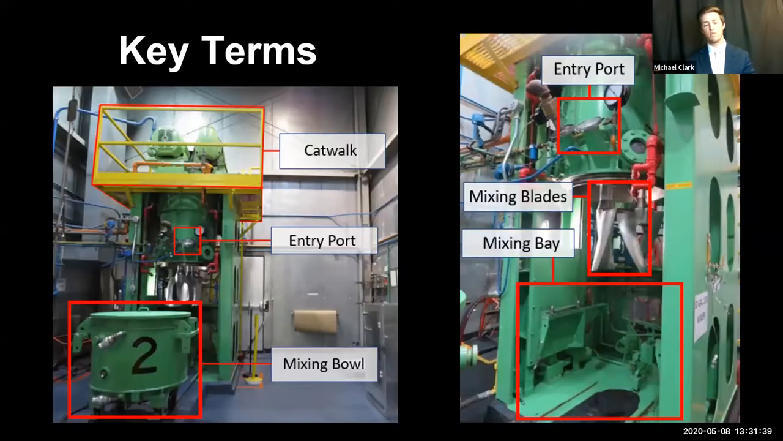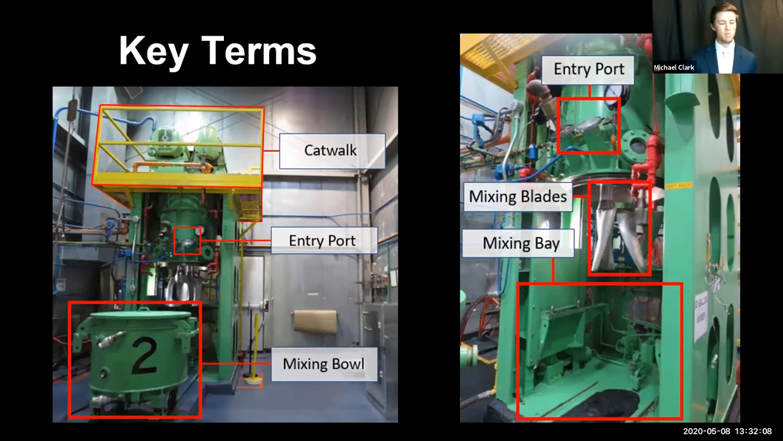So starting off, we're going to look at some key terms. These are helpful to follow along with the presentation. On the top on the picture on the left, we have the catwalk. That's pretty important. Next, we have the entry port, which is in the middle on the picture on the left and on the top on the picture on the right. That's very important to remember where the entry port is and what it is. We'll explain a little more later. Then we have the mixing bowl. The mixing bowl slides on a track back into the mixing bay, which is right under the mixing blades.